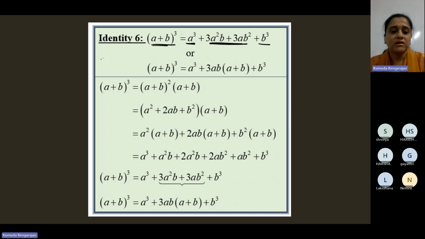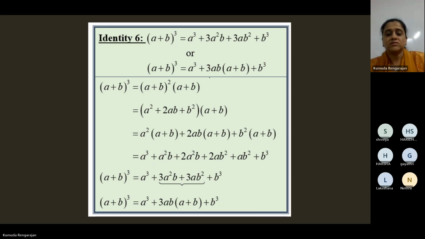Like when you expand a plus b the whole square, the middle term is 2ab. Here, the numerical coefficient is 3. Just remember a plus b the whole cubed: the numerical coefficients are 3 here.